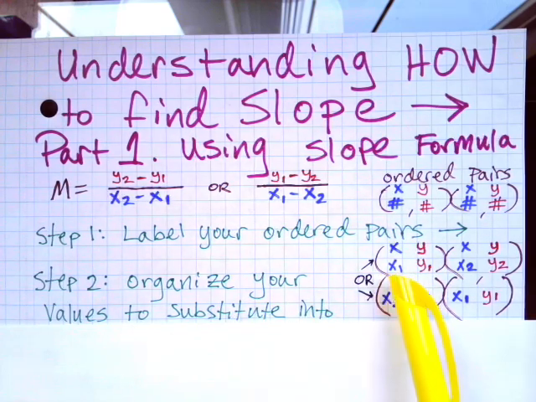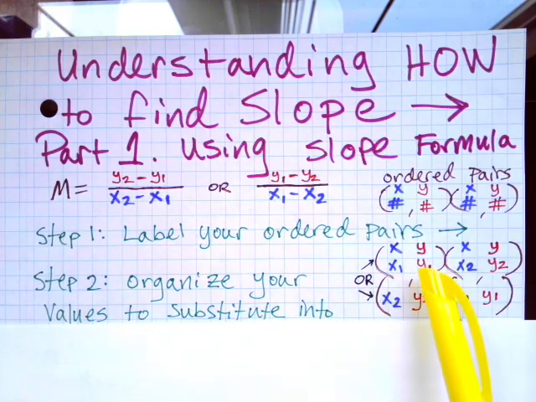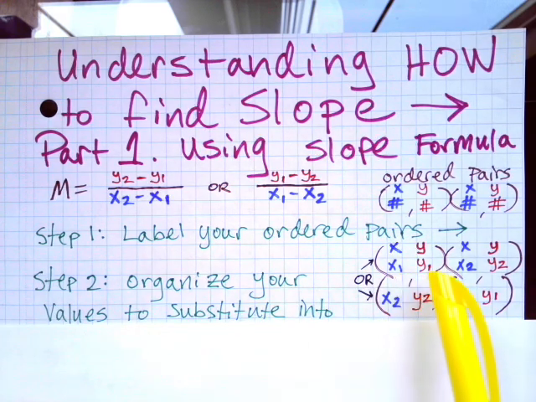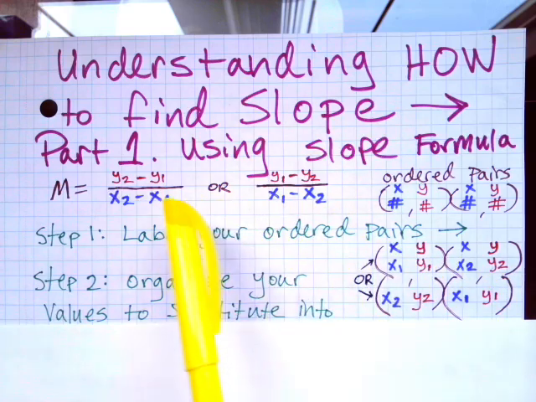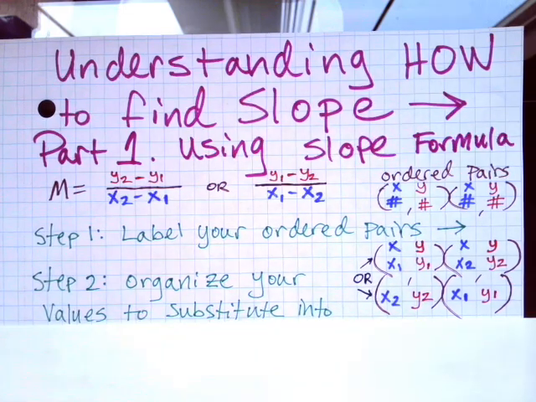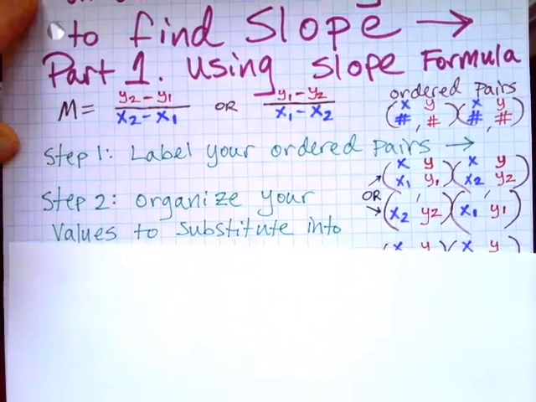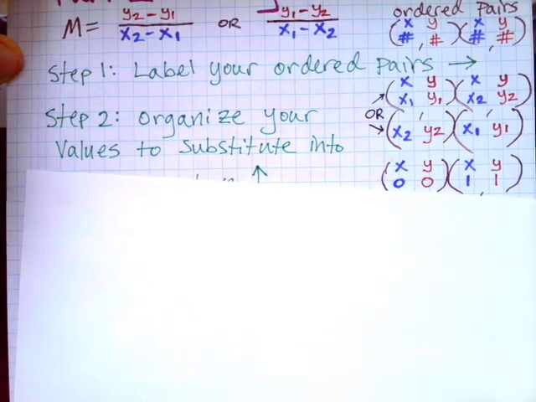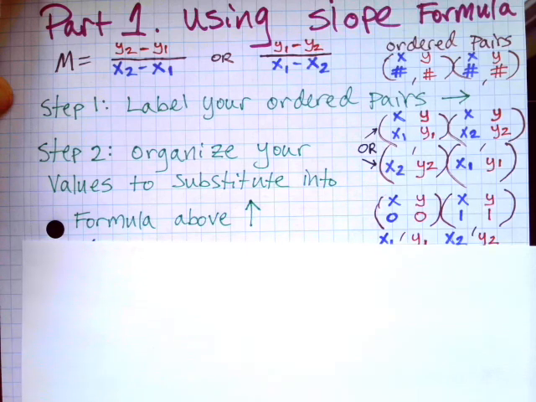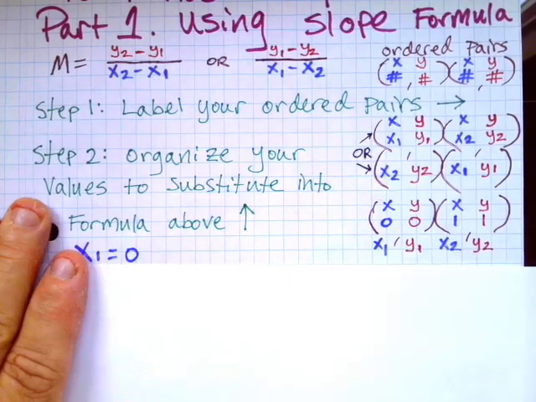I typically go X1, Y1, X2, Y2. Just keeps things simple for me. 1, 1, 2, 2, right? And if you notice, once you label these values, you're going to substitute them into either one of those formulas in order to find your slope. So, step 1, label your ordered pairs. I want to leave the formula here. Label your ordered pairs. Organize your values that you're going to substitute into the formula above.